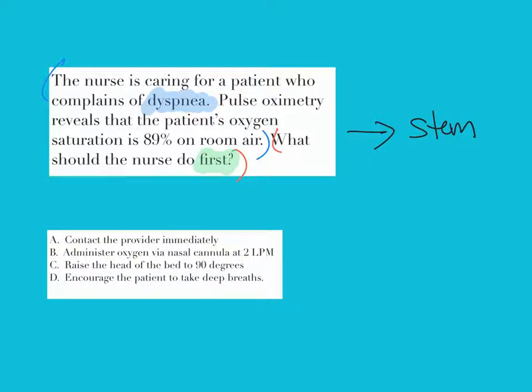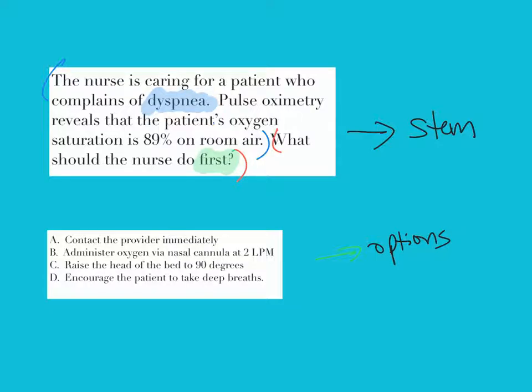So, the answers, again, are known as, I don't know if I just said this or not, options. Okay. Again, the most important thing you can do is to read every word. Make sure that you read all of the options.